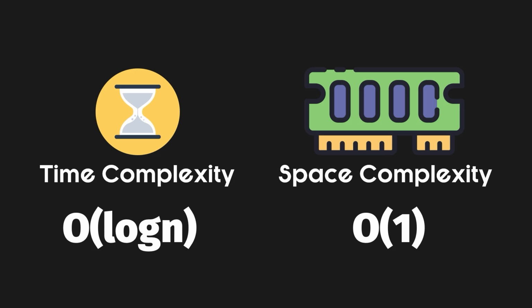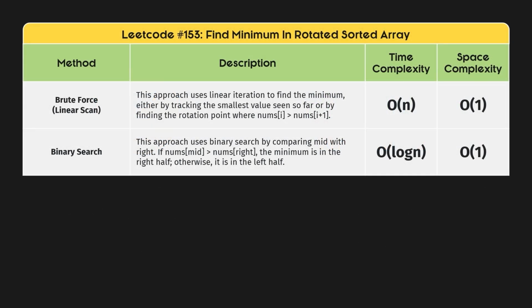So, to summarize, we explored 2 main approaches to the find minimum in rotated sorted array problem. The first was the linear scan, which is simple and intuitive, running in big O of n time and big O of 1 space. It works by either tracking the minimum during iteration or finding the rotation point where nums at the index of i is greater than nums at the index of i plus 1. But it is not very efficient.